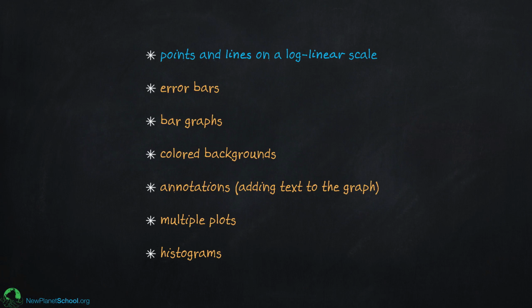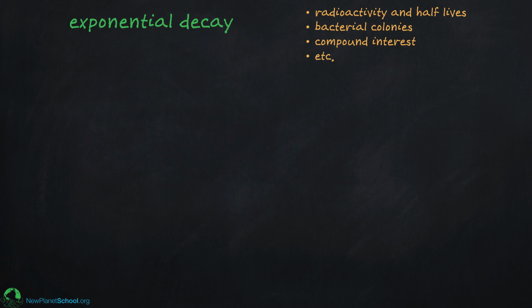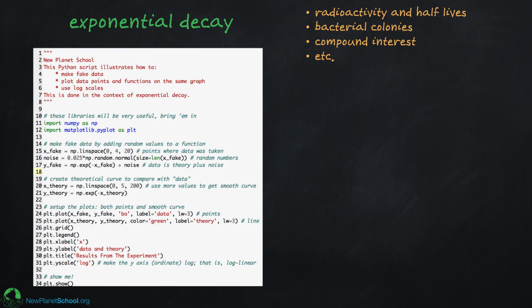Okay, let's do points and lines on a log linear scale. Often we do plots on what we call linear scale. So how do we add a log to that? So I chose as an example for this exponential decay because it comes up all the time, and we want to think about these kinds of things on a log linear scale. So here's a little script that does that.